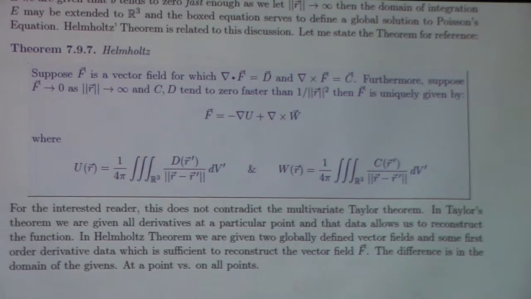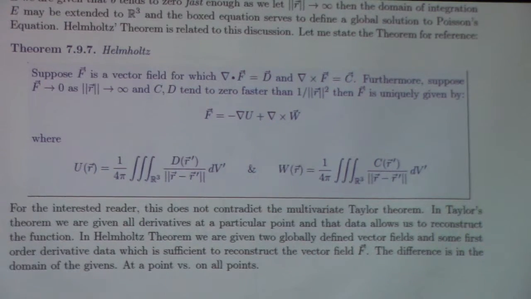And we're also assuming that c and d get small faster than 1 over r squared as you go very, very far away from a point, say 0. So in other words, c and d are well behaved. They tend to 0 as you go to infinity. And if you have all that, then you can write the vector field f in terms of the gradient of a potential function u and the curl of what I would call a vector potential w. In other words, every vector field that satisfies these mild asymptotic conditions can be written as the sum of a piece which is a gradient and a piece which is a curl.